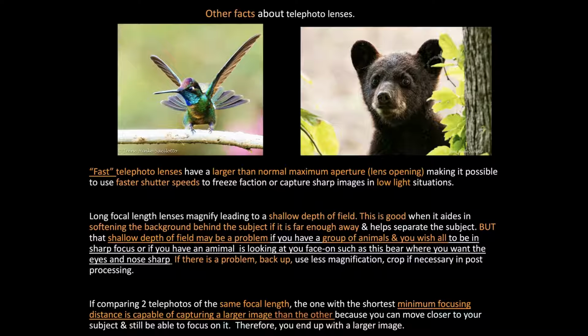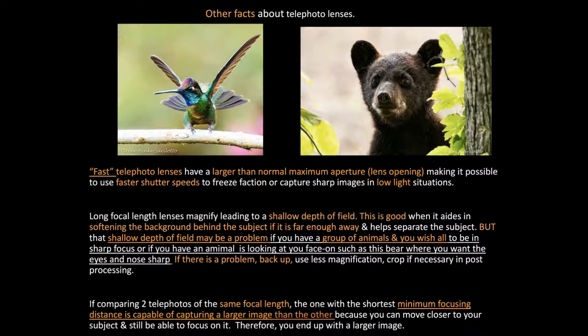Long focal length lenses magnify a lot. Therefore, they lead to shallow depth of field, which could be good in terms of softening the background behind the subject, particularly if the background's far enough away, or help separate the subject from the background. However, they can cause problems, particularly if you have a group of animals and you wish all of them to be in sharp focus, or if you're looking at an animal face on, such as this little bear here, where you want the eyes and the nose to be sharp. If there's a problem, consider backing up, using less magnification, and crop if necessary in post.